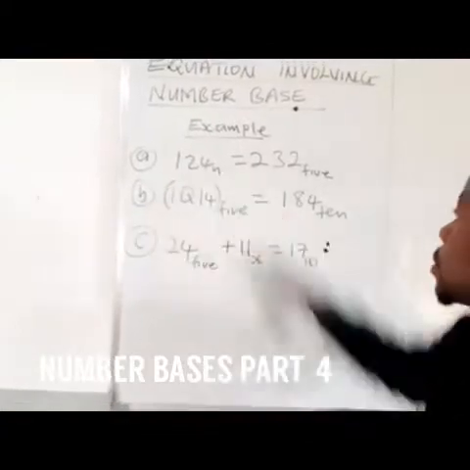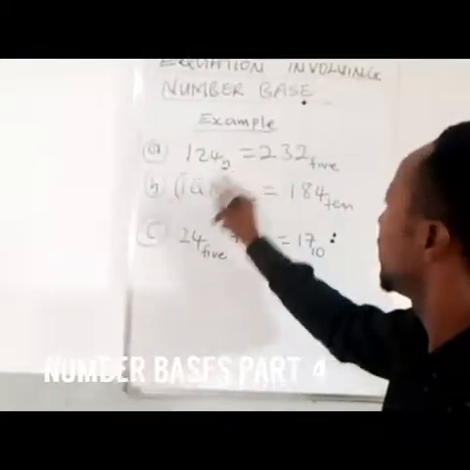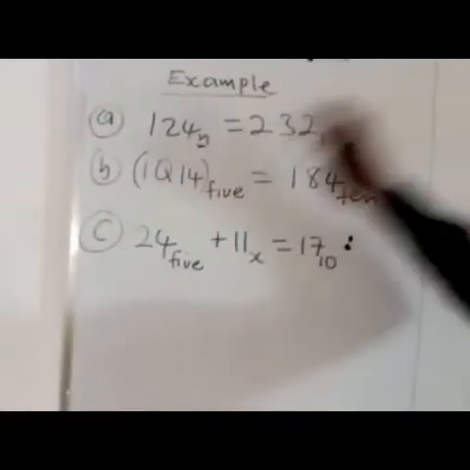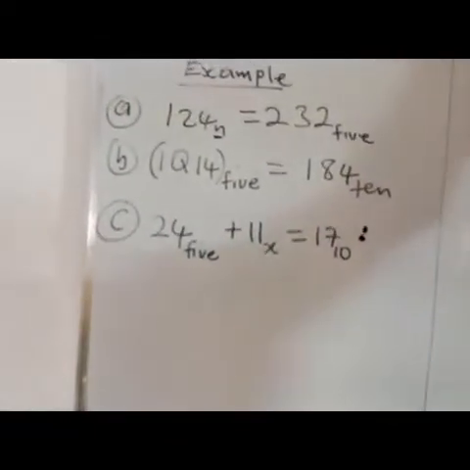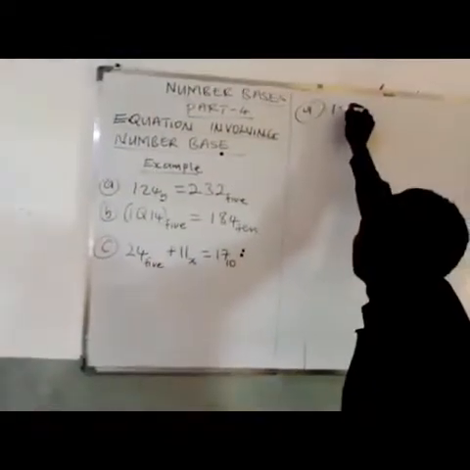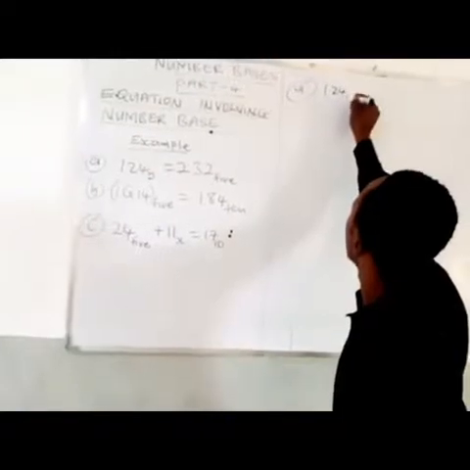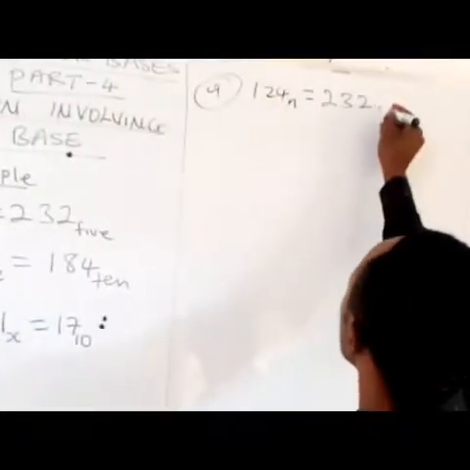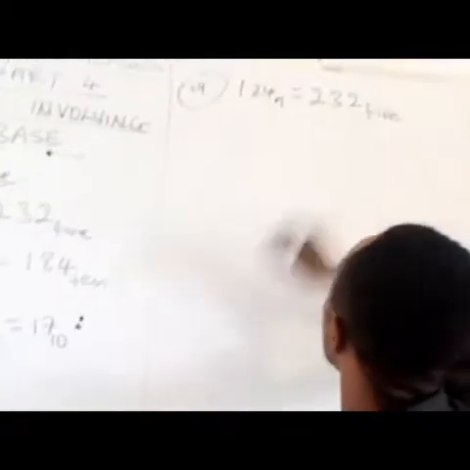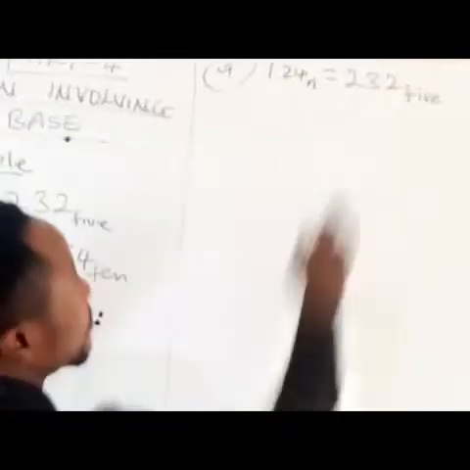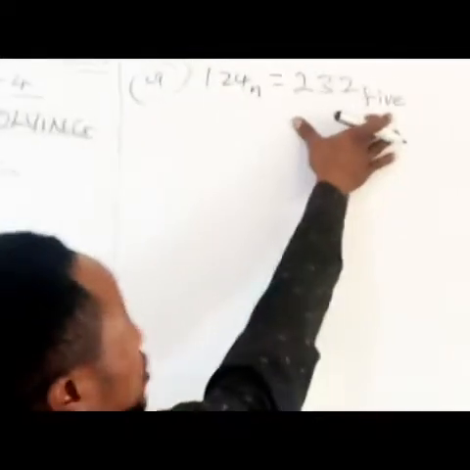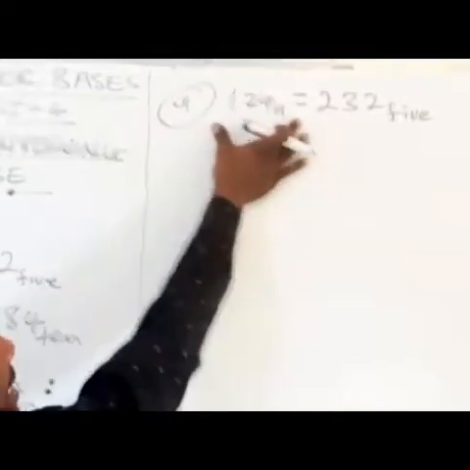Here we are asked to look for the value of n. And how do we do that? Let's solve A: 124 base n is equal to 232 base 5. This is base 5, so we have to change this one into base 10. And this again, we change it into base n.